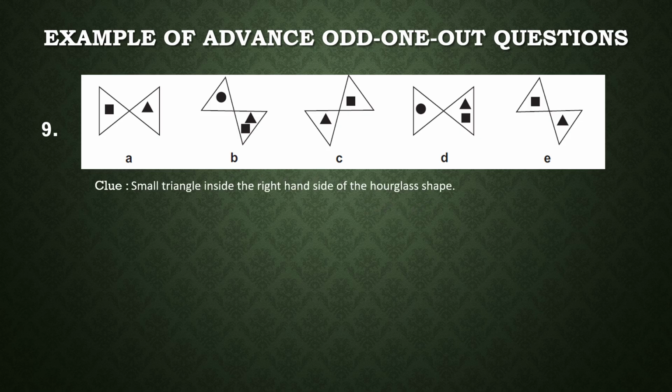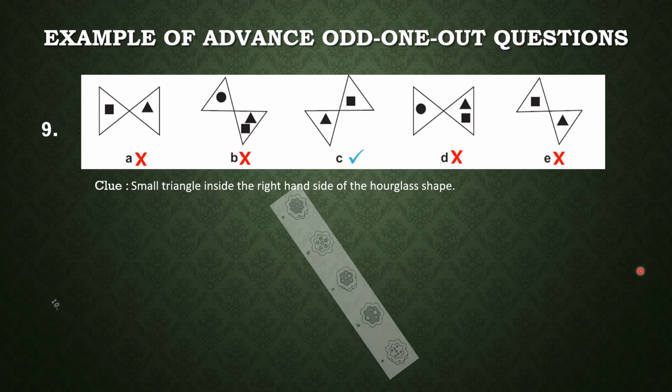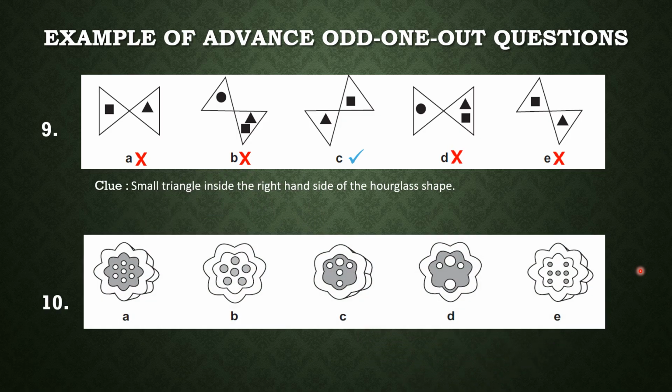So in the next example, if we see, always there is a triangle on the right hand side except image C. Otherwise we cannot see any other rule because they are all different shapes. So if we go by that particular rule, the option C should be the odd one out here. Now let's have a look into the last example.